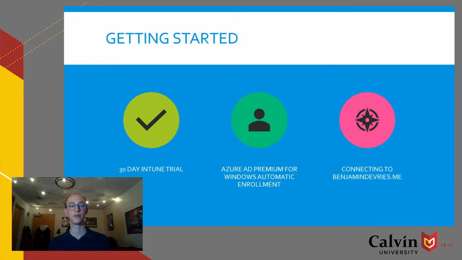To get started with Intune, they make it really easy. There's a 30-day free trial that you can use to spin up an environment, play around with, and test. I also had a free trial for Azure AD Premium, which helped me with Windows Automatic Enrollment, which we'll look at. And I connected it to my benjamindevries.me domain that I started in lab a while back. That's completely optional. That's just so that I can create user accounts that have that domain. And it also just gave me more help with learning DNS records.